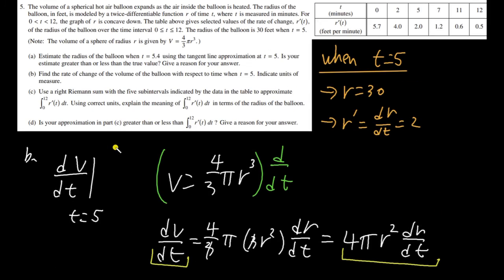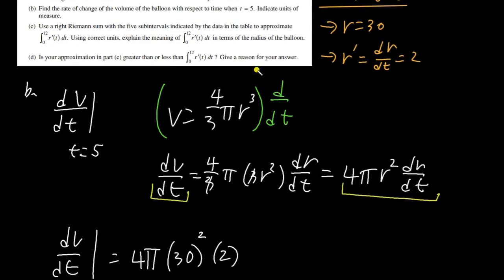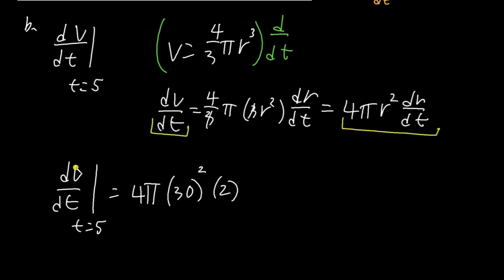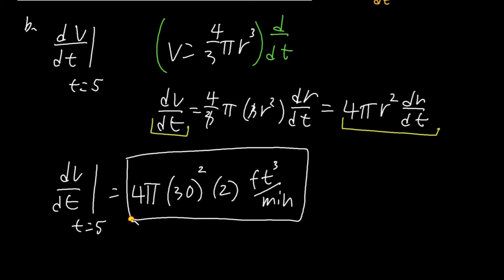Or sorry, no, time? No, it's minutes. So the units for volume are feet cubed. The units for time are minutes. Since we're dividing volume by time, the units for this are going to be the units for volume, which are feet cubed, which is the units for volume, divided by the units for time, which are minutes. Okay, so feet cubed per minute. And there is the answer.